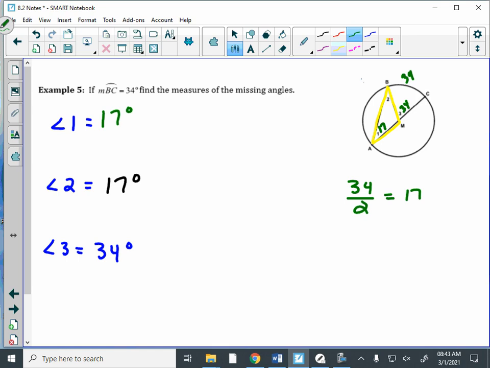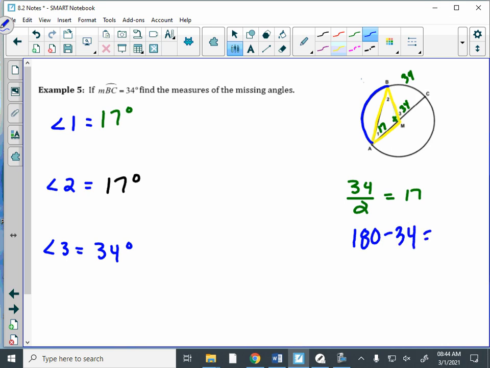Because what do all the angles of a triangle add up to? 180, right? So if we can figure out what this angle is right there, we can find angle 2. Well, when an angle is missing, go to the arc. This is another central angle. So we can find the arc right there. Well, we have a semicircle. So what can we do with 180 and 34 to find that missing blue arc?